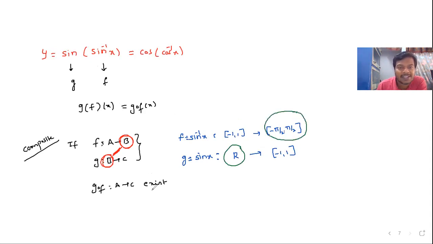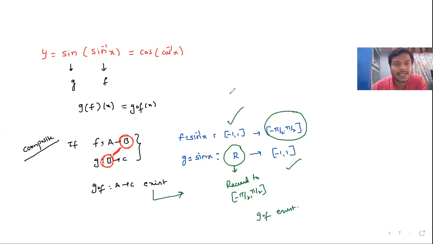So for existence, it must be reduced to minus pi by 2 to pi by 2. Then only g circle f exists. Remember this one. We have to reduce the domain of the sine function. Okay, then only it exists. And clearly g circle f exists from -1 comma 1 to -1 comma 1.